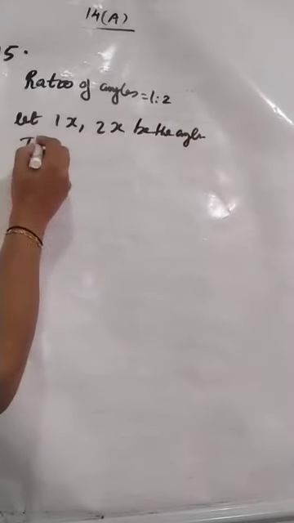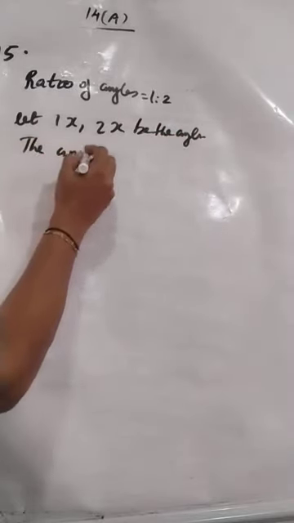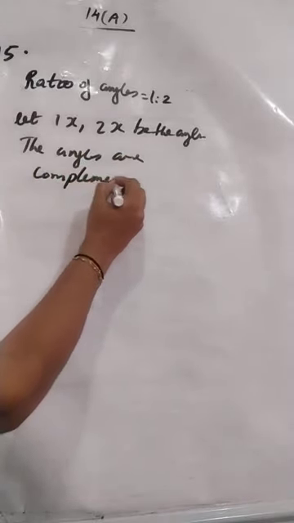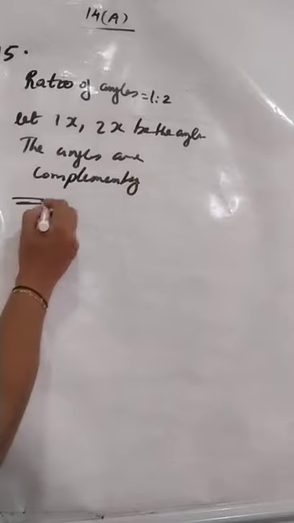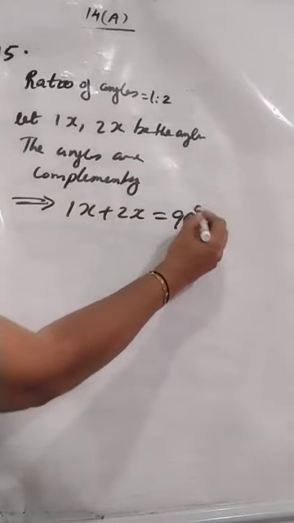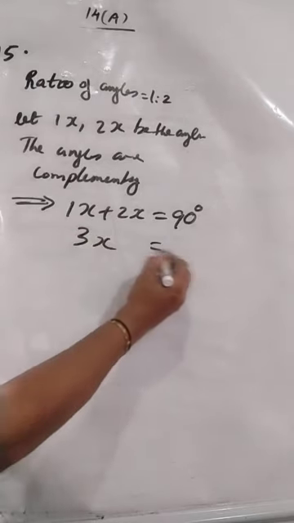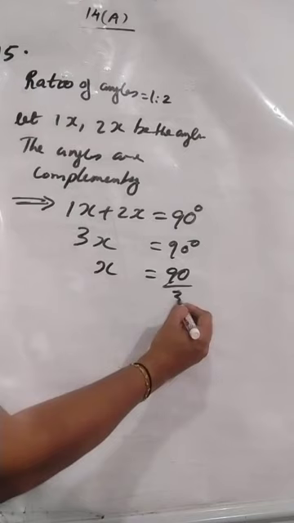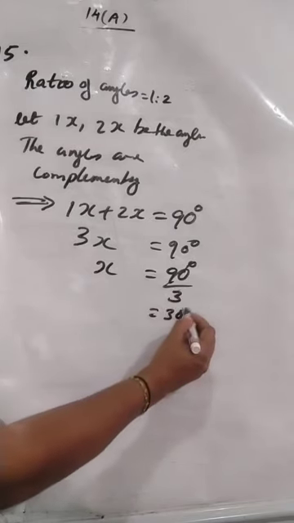And the angles are complementary, which implies the sum of 1x and 2x must be, yes, 90 degree. That is 3x must be 90 degree. Then can you say what is x? Yes, 90 by 3, 30 degree.